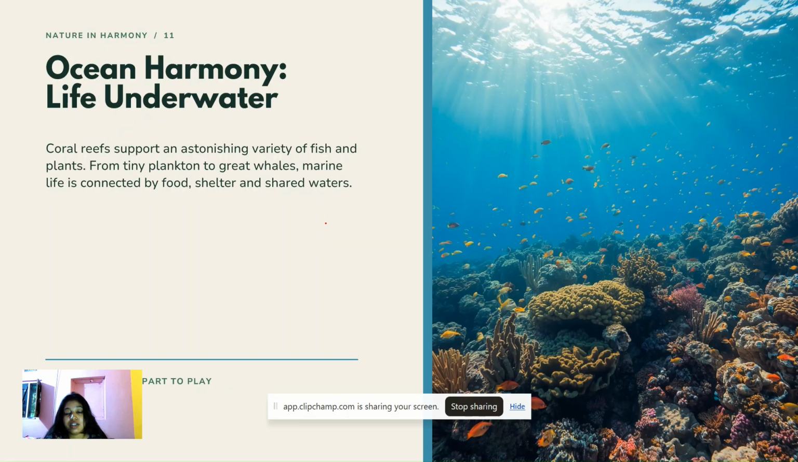That means life is present underwater. Here food is present, shelter is present, and water is present. So a variety of fishes and plants are living in the water and they are codependent on each other.